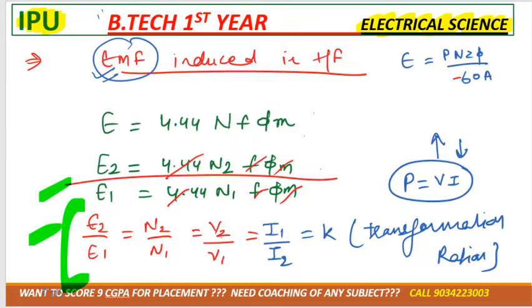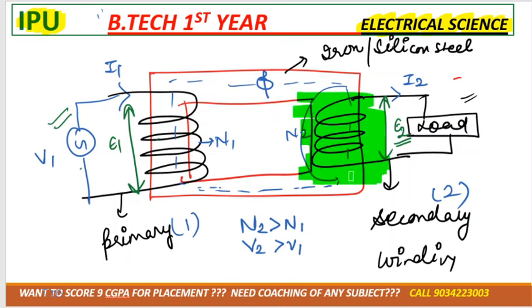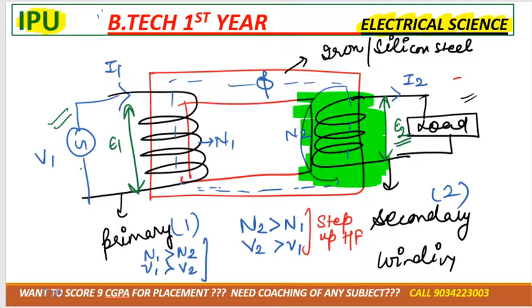Okay, write it down. If N2 is greater than N1, then V2 will be greater than V1. If the number of turns on the secondary side is greater, then the voltage across the secondary side is greater. So if N2 is greater than N1, would that be a step up transformer or a step down transformer? Tell me. Step up transformer, right? If N1 is greater than N2, then V1 would be greater than V2. In that case, it would be a step down transformer. Okay, clear?